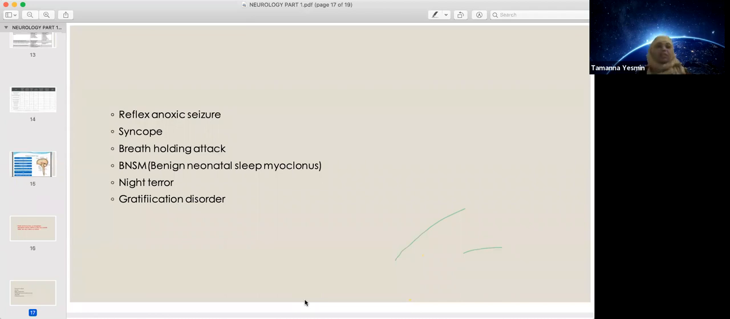No investigation. In this type, these are the funny terms like reflex anoxic syncope, breath holding. They do not need any investigation. They do not need any treatment except if it is severe.